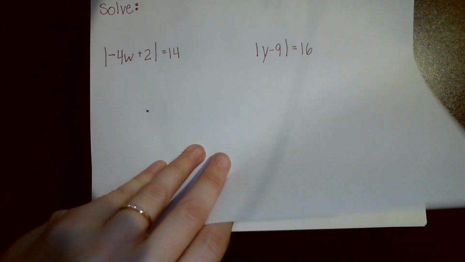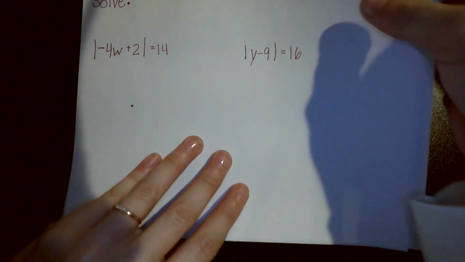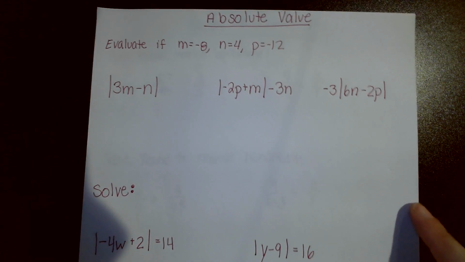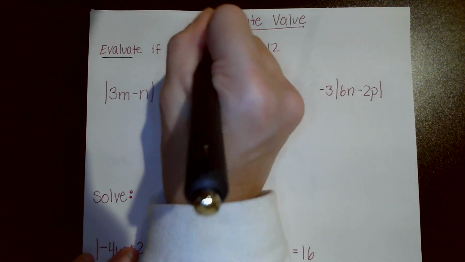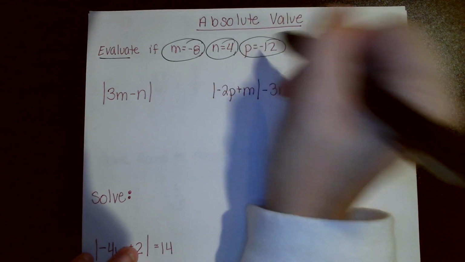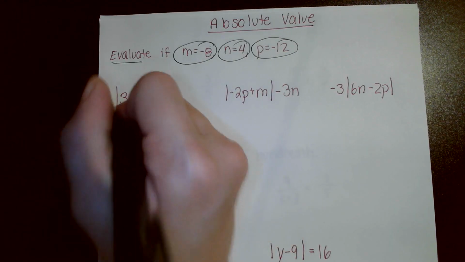All right, you're doing great. If you need to take a little brain break, do it, but we've got some more to work through. Now, next we're moving on to absolute value. Remember, the absolute value bars make it positive. So first we're going to evaluate, and they're giving me our values. M equals -8, n equals 4, p equals -12. So we're going to plug that in.